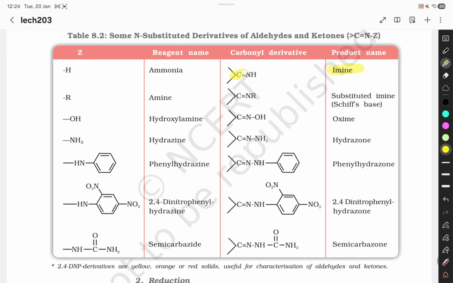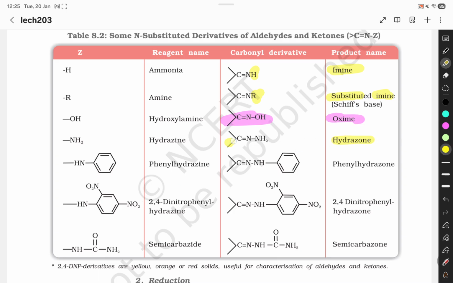So first one is imine. Imine is just C double bond N. Substituted imine is also called Schiff's base. Schiff's base is when you have an R group instead of an H. So imine and substituted imine everybody knows. Oxime we know because it shows GI, correct? Then you know the syn anti stuff.